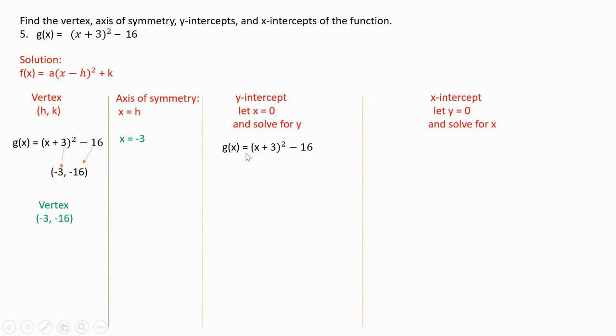So we're going to let x equal 0, so we're going to put a 0 there for the x, right? G of x is y. So this gives us 3 squared. 3 squared is 9. 9 minus 16 is negative 7. So negative 7 is my y-intercept, but we write it as a point, which is (0, negative 7). This is my y-intercept.